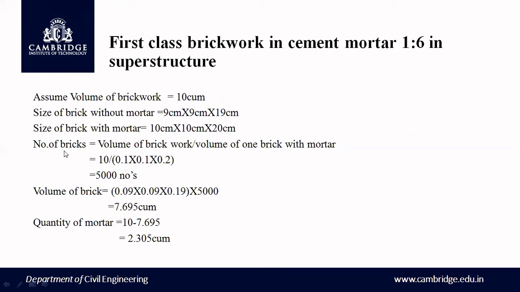Next, calculate the number of bricks. Number of bricks is equal to volume of brickwork, which we have assumed as 10 cubic meter, divided by volume of one brick with mortar. With mortar it is 10 centimeter by 10 centimeter by 20 centimeter. Convert this to meters, so we get 10 divided by 0.1 into 0.1 into 0.2. By calculating, we'll get 5,000 bricks.